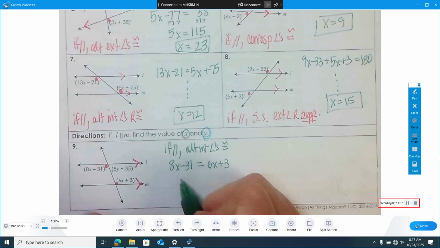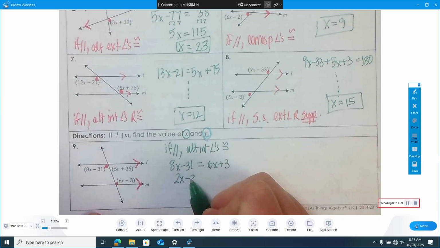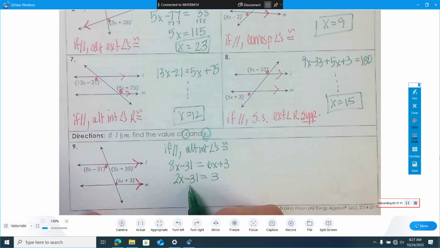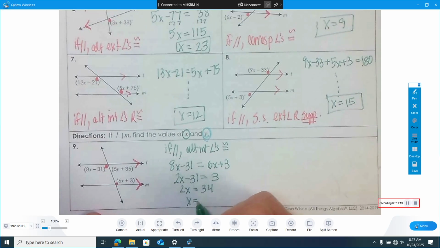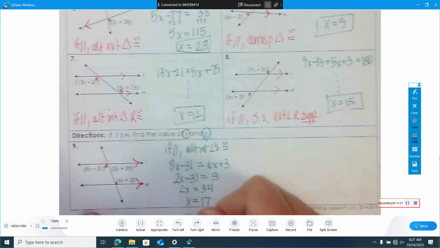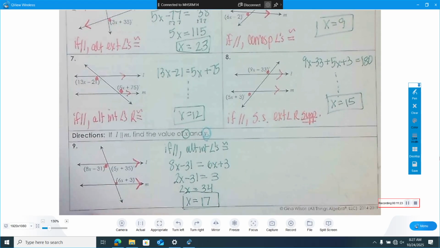I'm going to subtract the 6x. That gives me 2x. And then I would add 31. So I get 2x equals 34. And then divide by 2, so I get x equals 17. So there's 1.